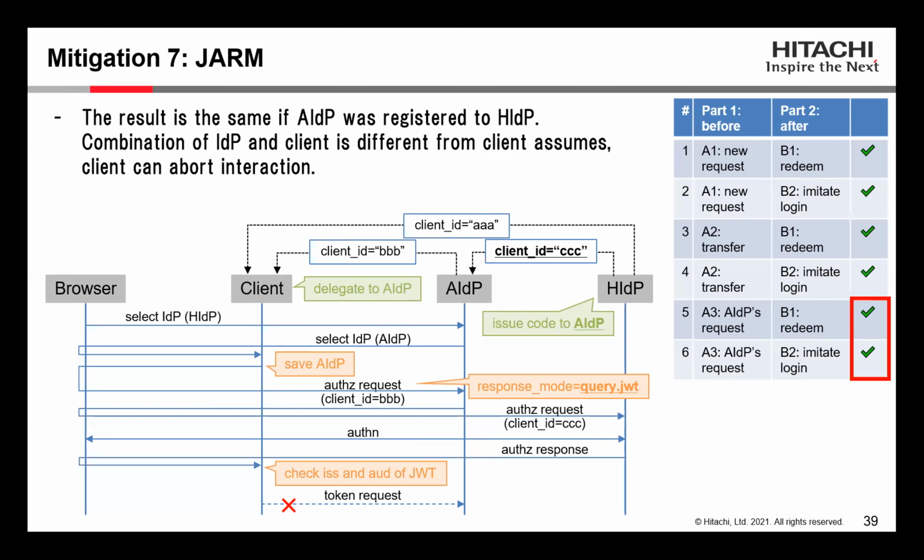Regarding patterns 5 and 6, the client can detect the attack in the same way as patterns 1 to 4. This time, the client checks the AUD claim at this timing, and here, the AUD claim represents AIDP, not the client, so the client can detect the attack.